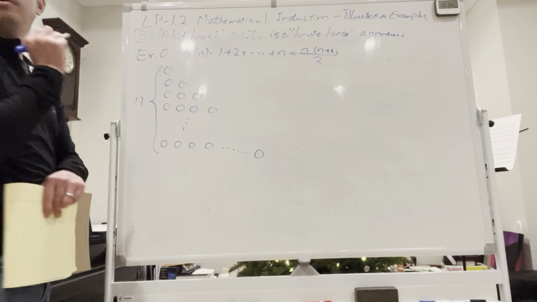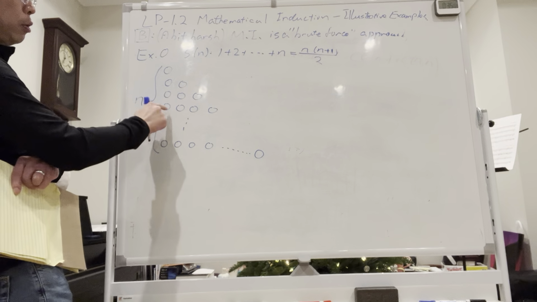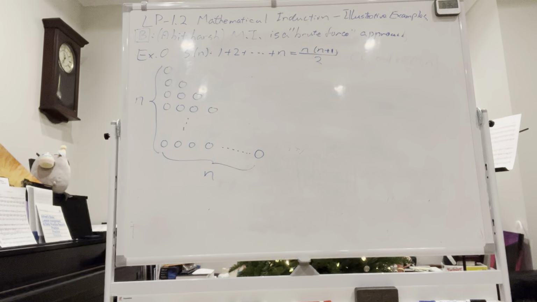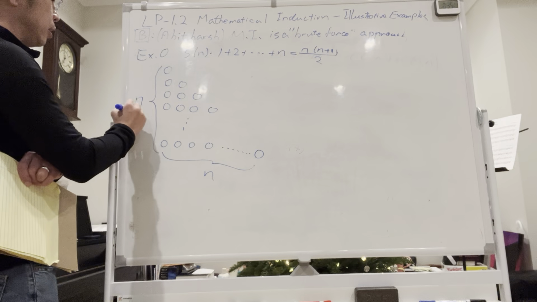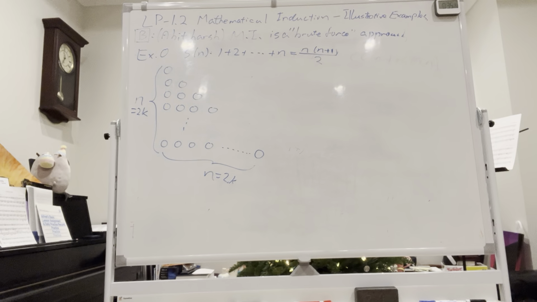So there are n rows of marbles. One marble, two marbles, three marbles, four marbles, and then towards the end, there's n. And we want to count how many marbles there are. So this is the representation of the left-hand side. Okay? So n is either an even number or an odd number. So for the purpose of this, let's assume n is an even number for a second, and then after that we can do the same thing for n equal to an odd number.